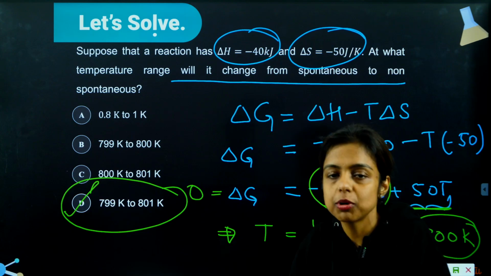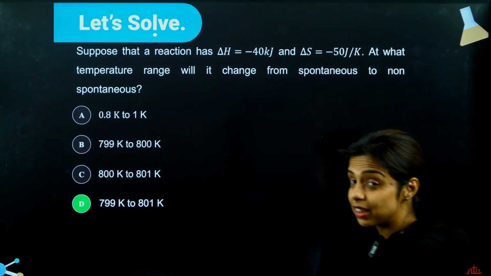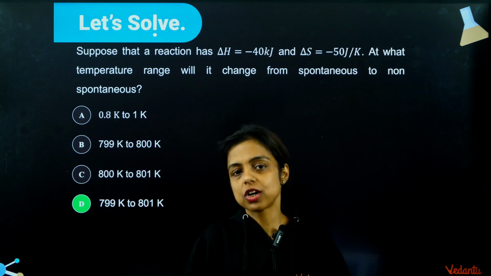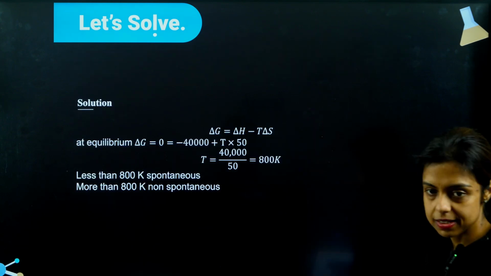Because they are asking about the range. What will the range be? So to calculate that boundary value above and below which the change happens, you are supposed to put delta G's value as 0. So you can see, guys, right?